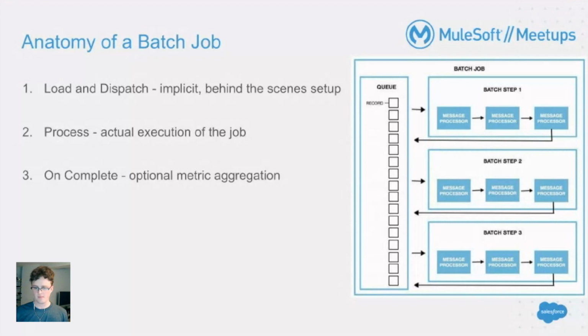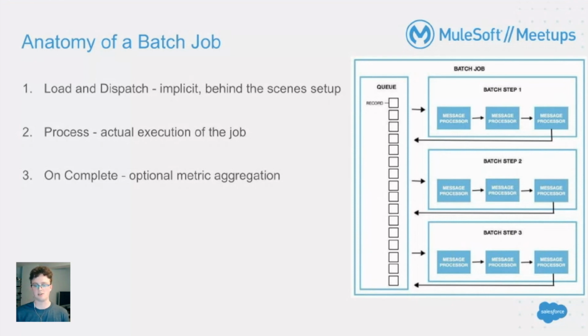The final phase of this batch job is the on-complete phase, and this can be a bit of a gotcha. You would think you could use it for accumulating all your records, or doing something with all the records that you've processed. But actually, you don't have access to any of the records in the on-complete phase. It's only for metric aggregation over the successes and failures during the batch job, and for doing something based on those. Again, you don't have access to your payload or to those records anymore.